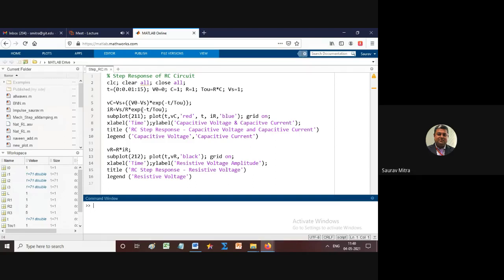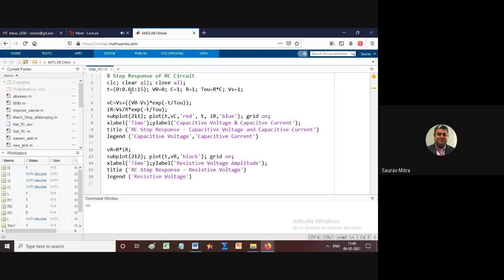Okay, so step response of RC. So CLC, clear all, close all, these things are there. T is equal to 15, so 0 to 15. I will reduce the workload on Matlab, so I will make this 0.01 as 0.1. This way I am increasing the fastness by 10 times. Initial voltage I am keeping as 0 volt, so V0 is equal to 0. C and R initially kept as 1 and 1.